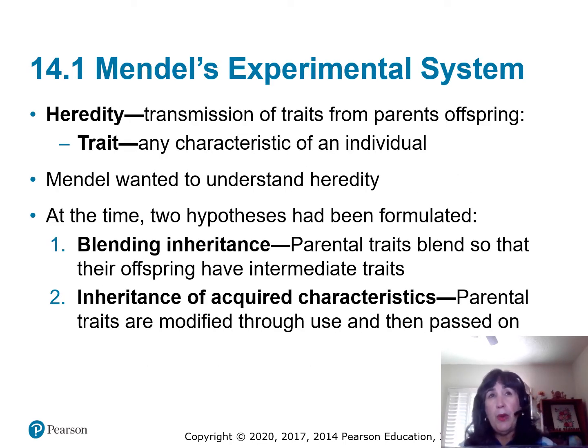When we talk about heredity, what are we talking about? We're talking about the transmission of traits from one generation to the next, or from parents to offspring. When we talk about a trait, we're actually talking about a protein that codes for a specific characteristic. Up until this time, people had some ideas about what was happening from one generation to the next. One idea was blending inheritance, that offspring were a blend of somewhere in between mom and dad.